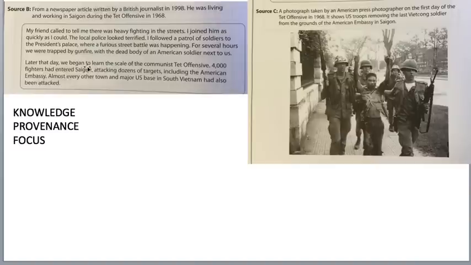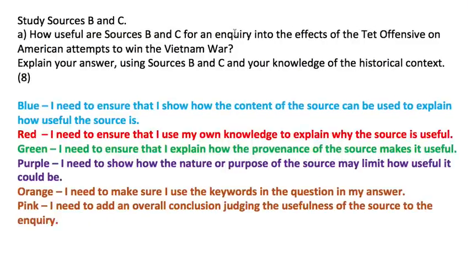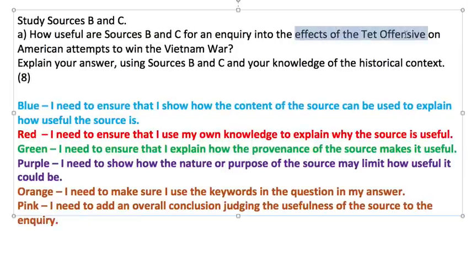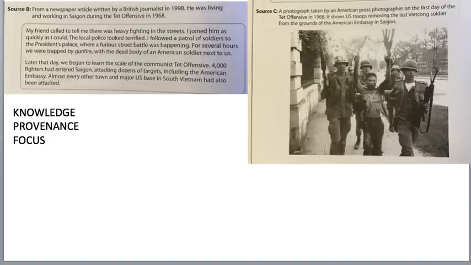Now, that paints a picture of the carnage that the Viet Cong caused when they came out of hiding and abandoned their guerrilla warfare tactics to mount a large-scale offensive, the Tet Offensive. And if we're looking at what it tells us about the effects of the Tet Offensive on American attempts to win the war, well, I would argue it paints a picture that Americans were really struggling to stop the Tet Offensive. It mentions a dead body, it mentions how many were involved, it mentions that the journalist was trapped by gunfire. It makes it seem like the American military was struggling.